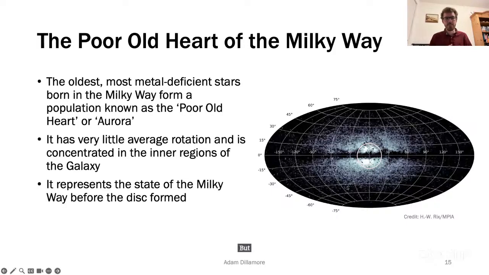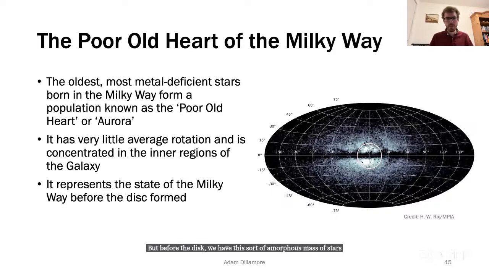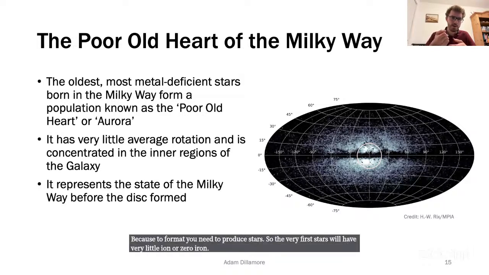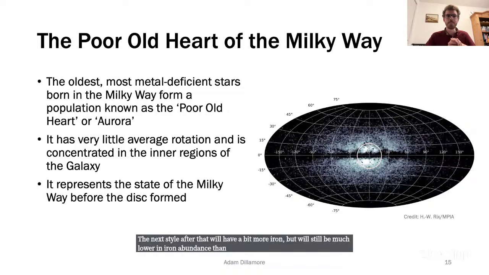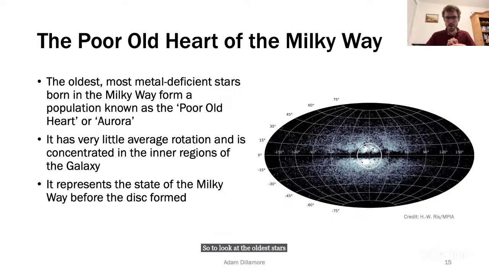But before the disk, we have this sort of amorphous mass of stars and this sort of turbulent gas that's being funneled in. And this is something that's been observed in the Milky Way. So this has been named the poor old heart. It's poor because it's low in metals. The reason why it's low in metals is because the gas in the universe starts off as dominated by hydrogen with very small amounts of helium and no iron, because to form iron you need to produce stars. So the very first stars will have very little iron or zero iron. The next stars after that will have a bit more iron, but will still be much lower in iron abundance than stars formed recently. So to look at the oldest stars, we want to look at the stars with the lowest iron abundances.